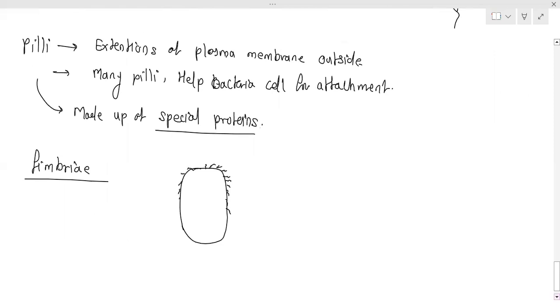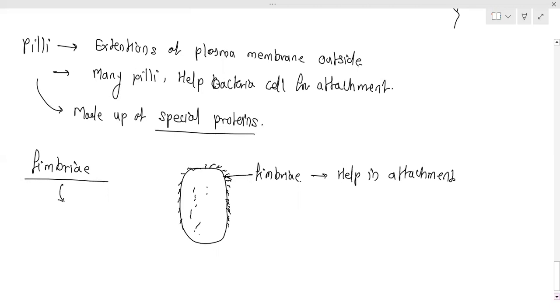They're small structures, and the whole body is covered by these small structures called fimbriae. And these fimbriae again help in attachment.